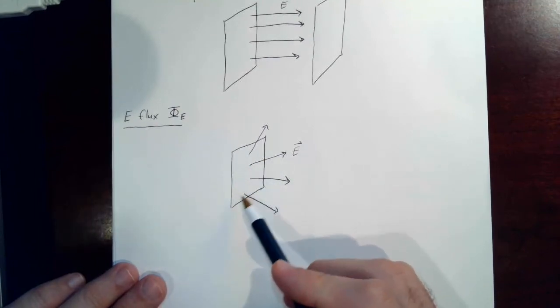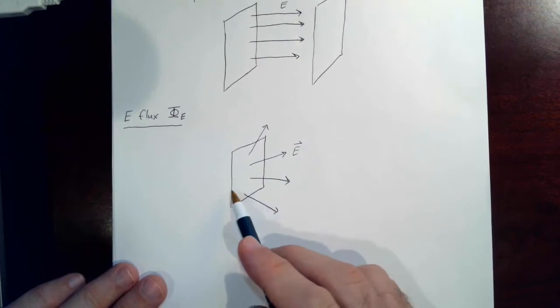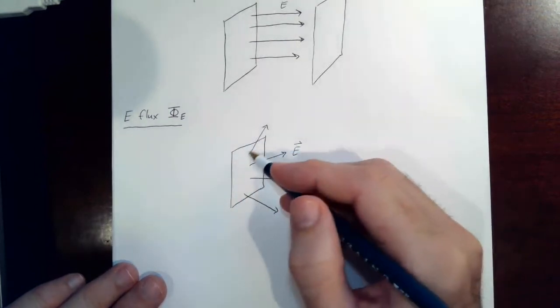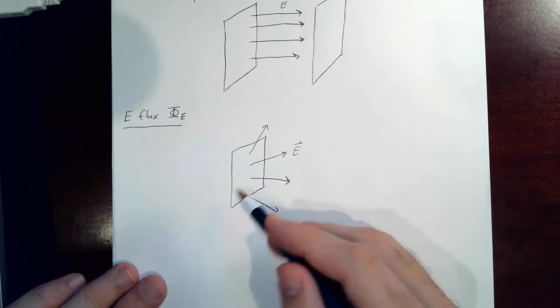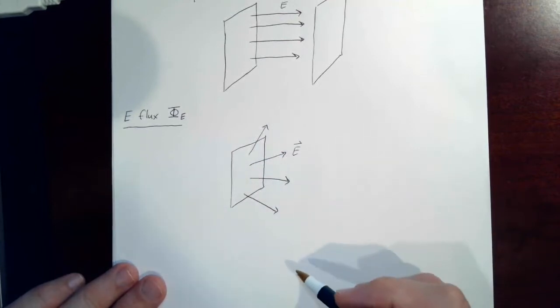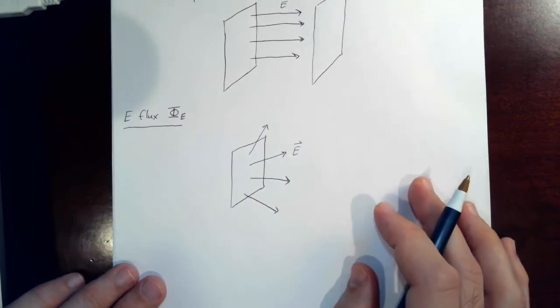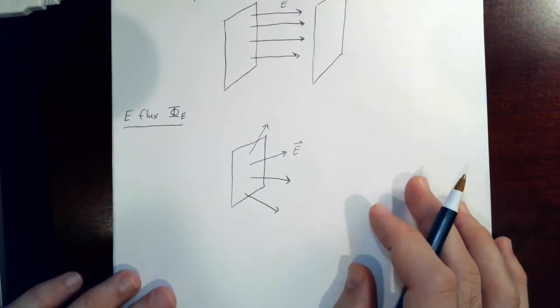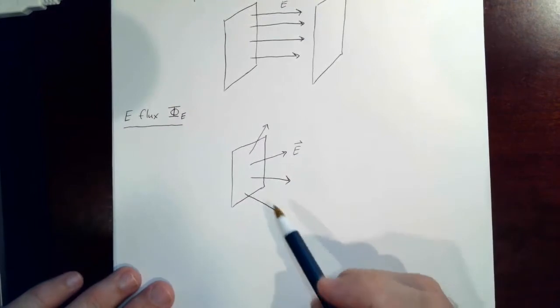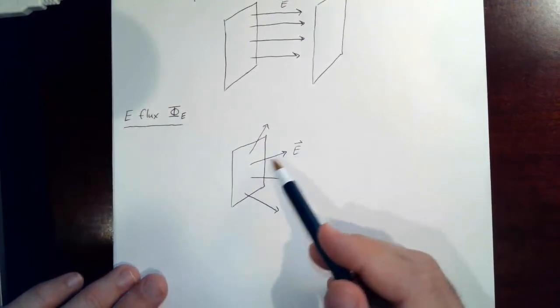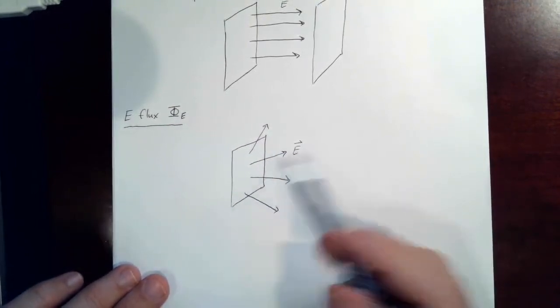But one thing that is immediately apparent is that if I have more lines going through a surface, then we should have a larger flux. So again, the flux is a measure of the flow, if you like, of the electric field, in this case, through the surface.